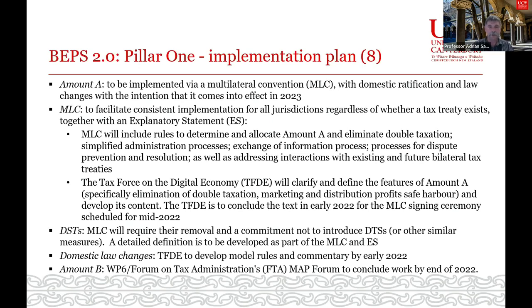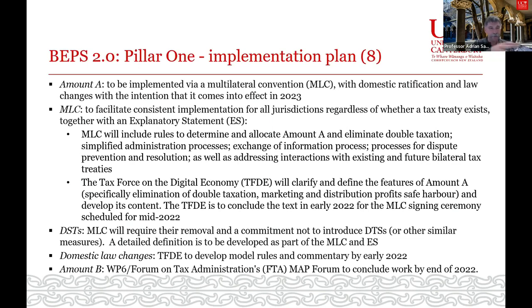So the multilateral convention is designed to facilitate consistent implementation for all jurisdictions, even if there is no tax treaty between various members. And they're also going to develop an explanatory statement. This is something that the OECD often does to give, I guess, more detail of what's intended behind various instruments. So the MLC will have rules to determine and allocate amount A, eliminate double taxation, simplified administration processes, exchange of information processes for dispute prevention and resolution, and to address interactions with existing and future bilateral tax treaties. So you can see a lot of work there.